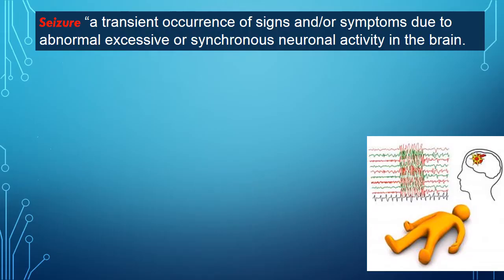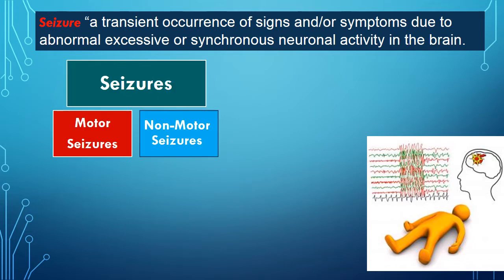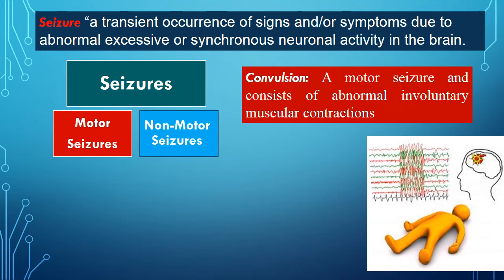Bismillahirrahmanirrahim. Seizure is a transient occurrence of signs and or symptoms due to abnormal, excessive or synchronous neuronal activity in the brain. The signs or symptoms of seizure could be either motor or non-motor, and so seizures could be motor seizures or non-motor seizures. The motor seizures are called convulsion.